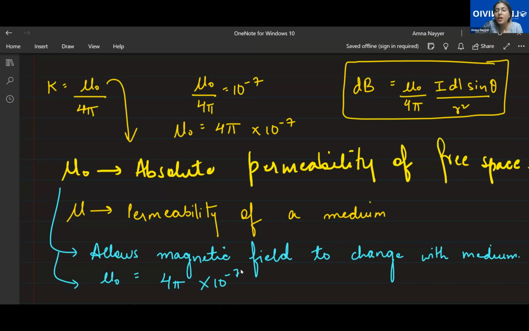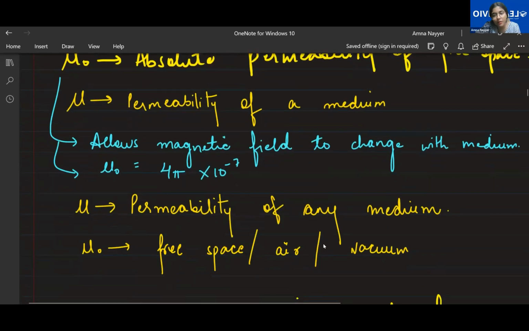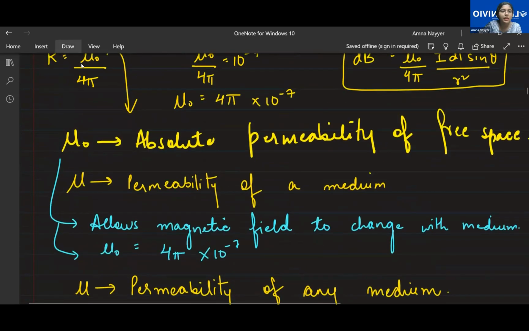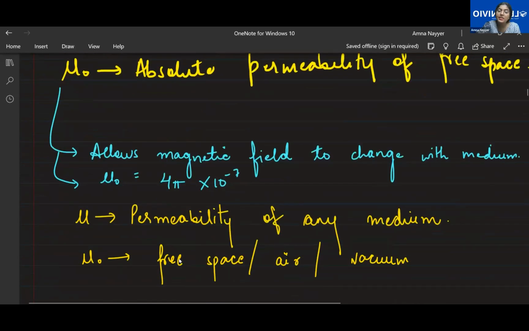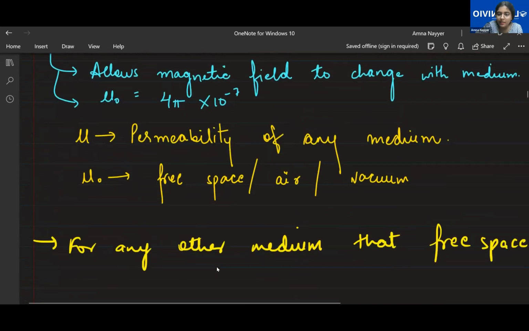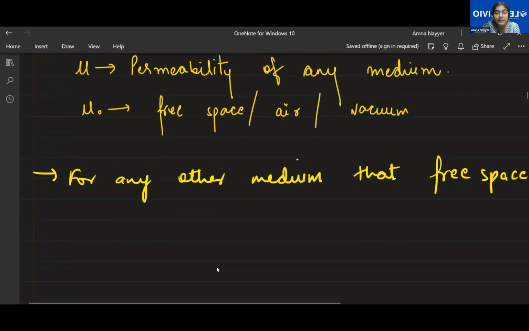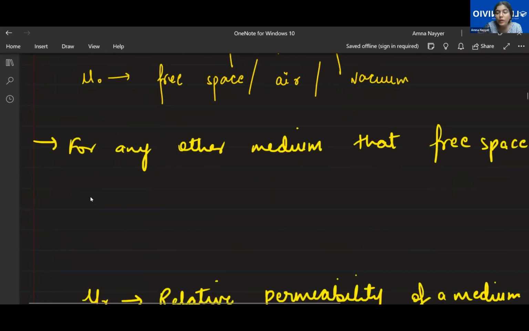So mu is the permeability for any medium. When that medium is air, we say absolute permeability of free space or air, represented as mu naught. Mu is the permeability of any medium, and mu naught is particularly for free space, air or vacuum. For any other medium existing in free space, you'll have a different value. You will use the relative permeability.